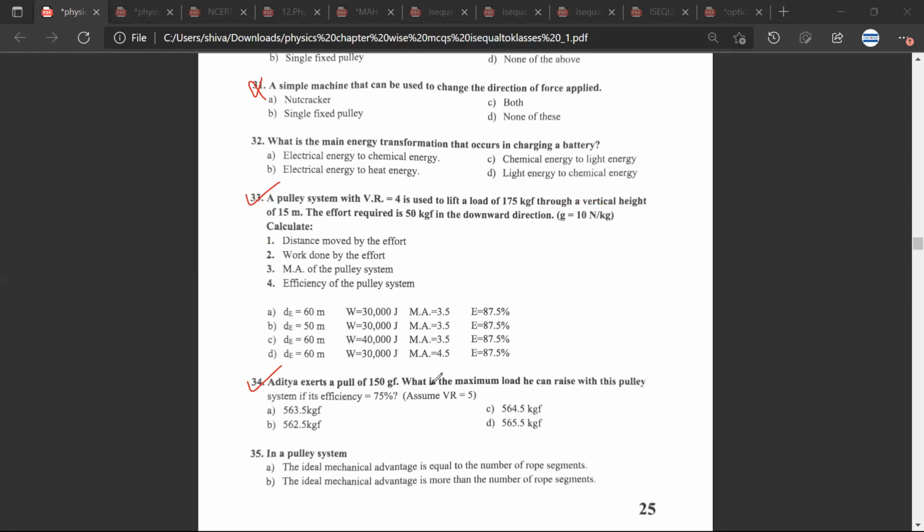Question number 34, Mr. CB. Aditya exerts a pull of 150 gf. So effort would be 150 gf. What is the maximum load you can raise with this pulley, if its efficiency is 75%? So VR is 5. So efficiency is equal to MA upon VR. So therefore, efficiency into VR would be MA.